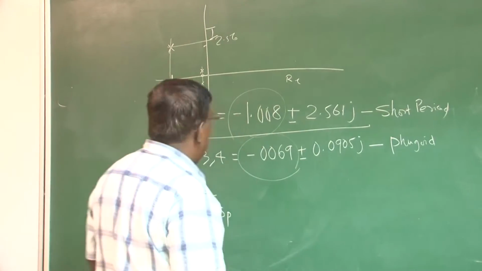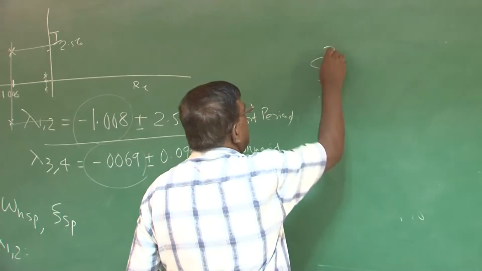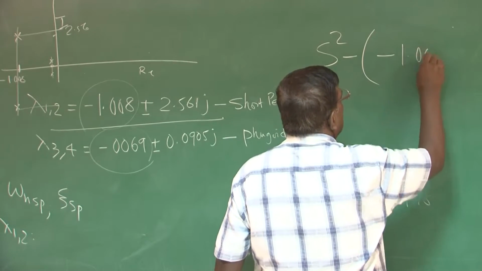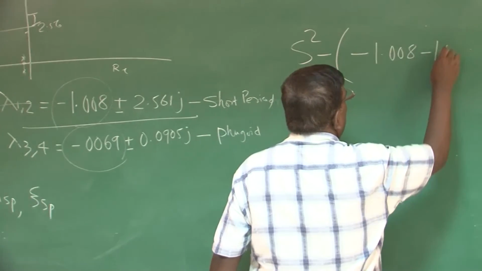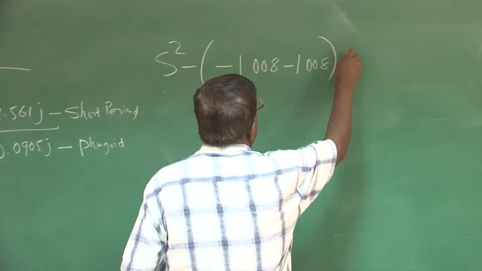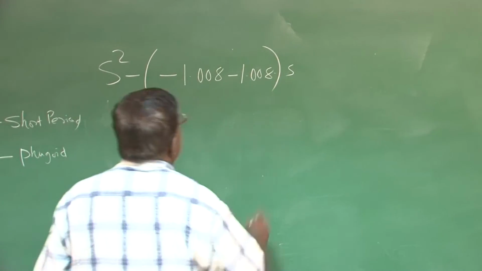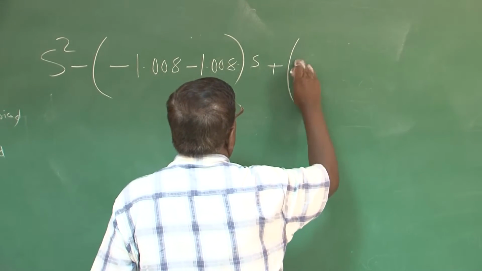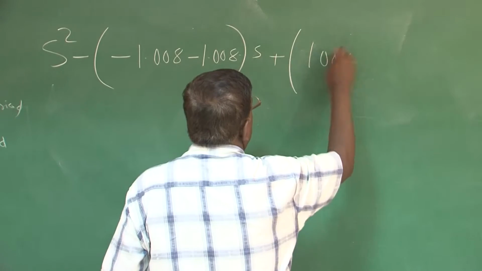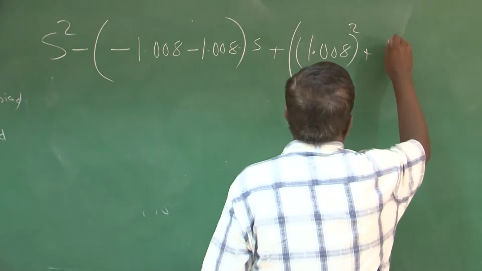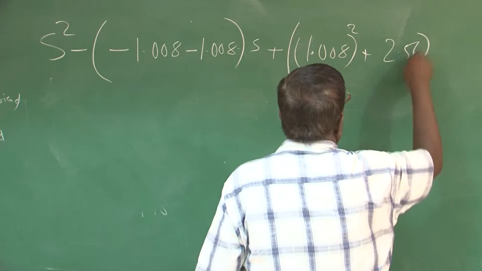If I pick this lambda 1, 2, the method will be very simple. I will construct the equation as s square minus sum of the roots, that is minus 1.008 minus 1.008, sum of the root into s, plus product of the root will be 1.008 square plus 2.56 square.